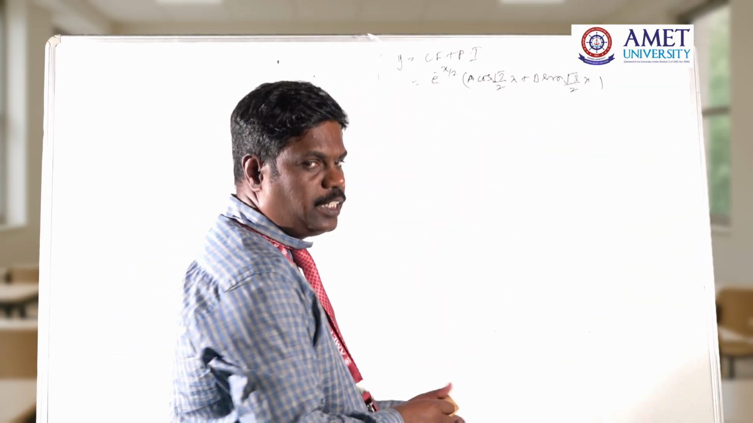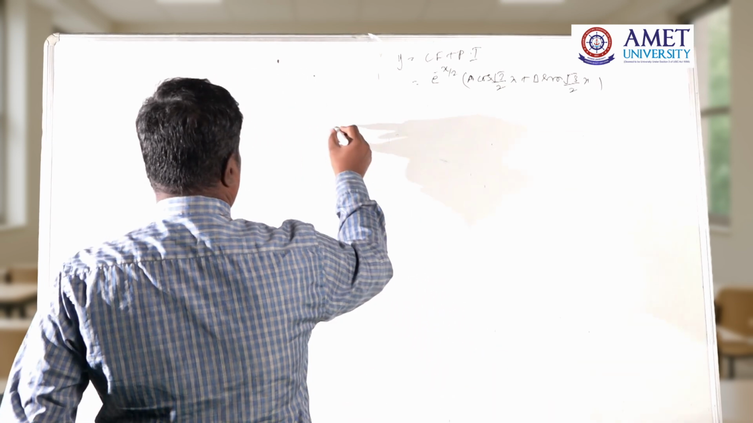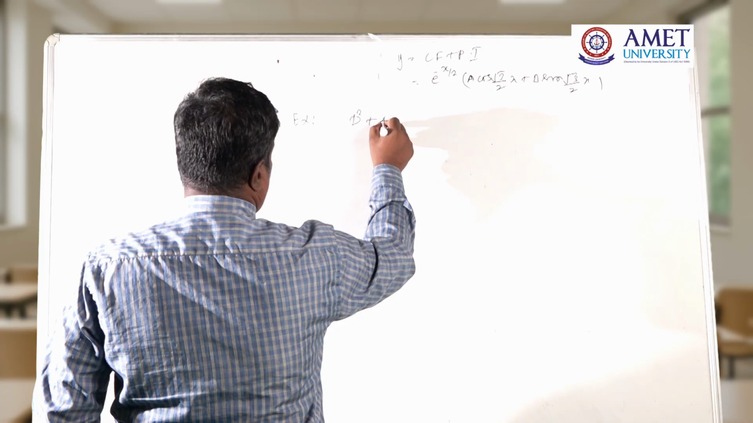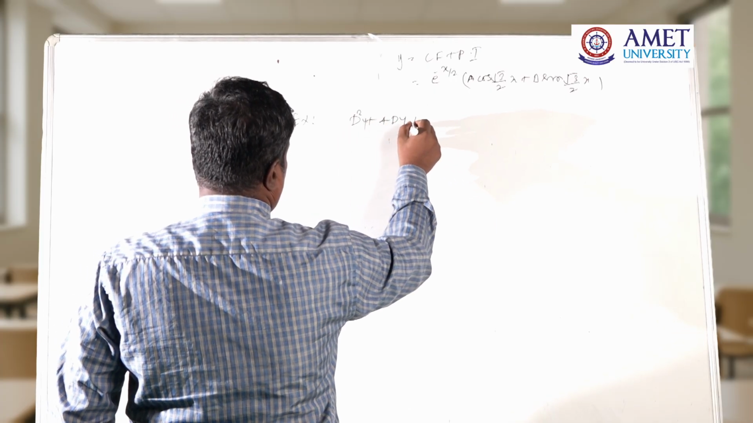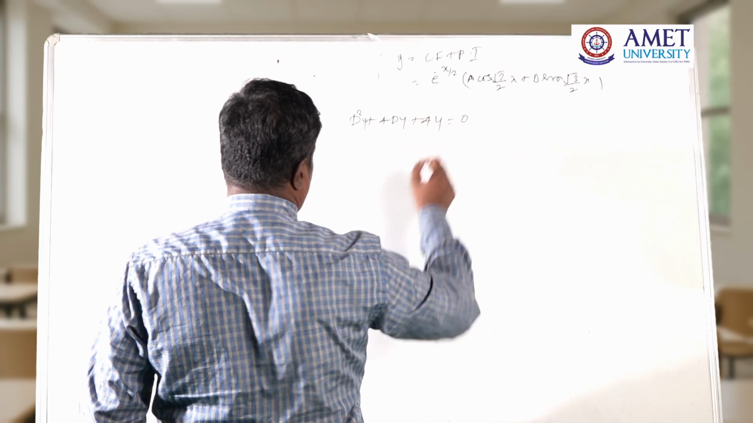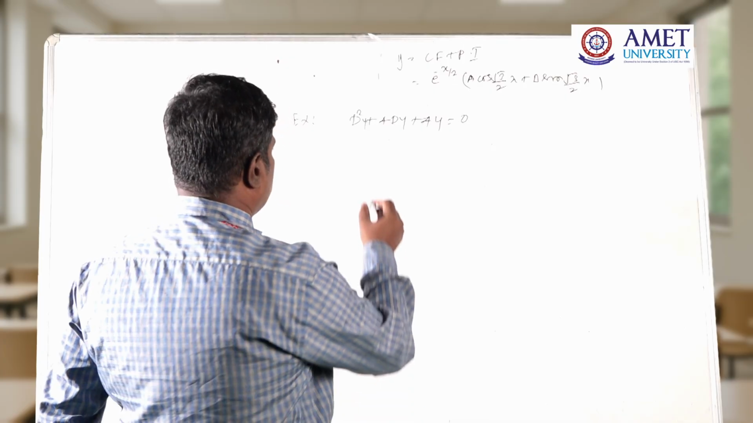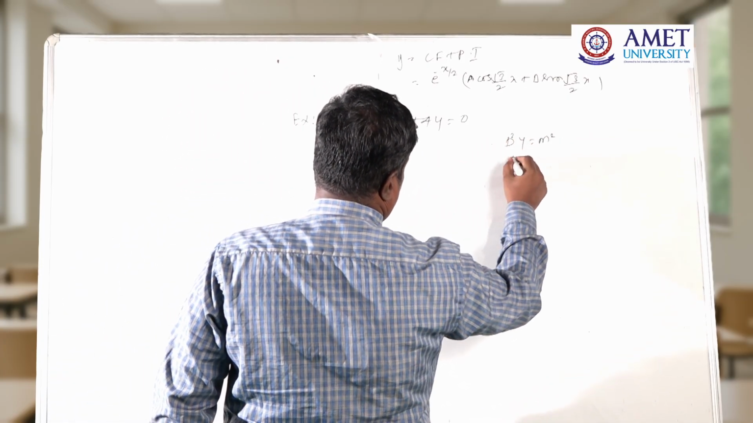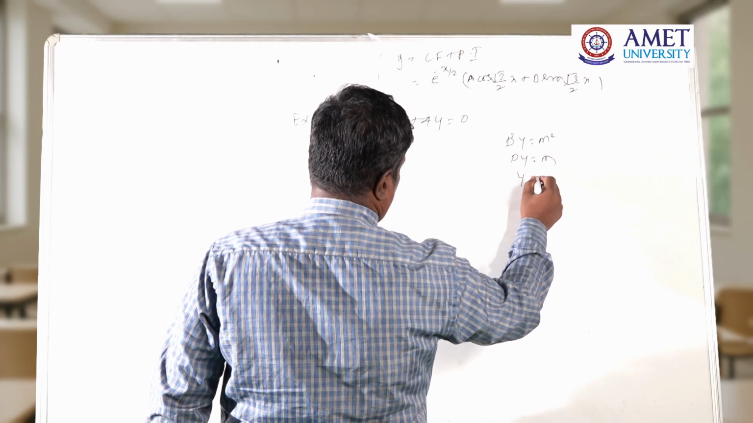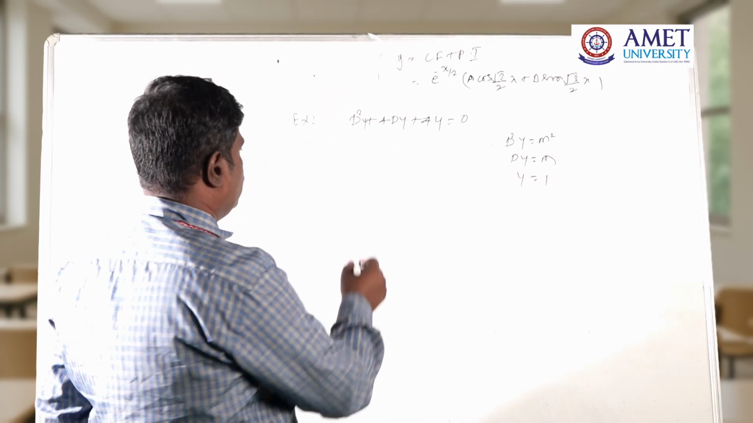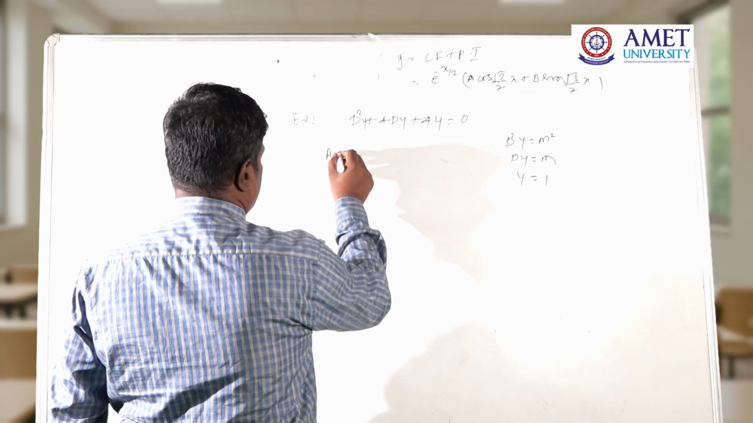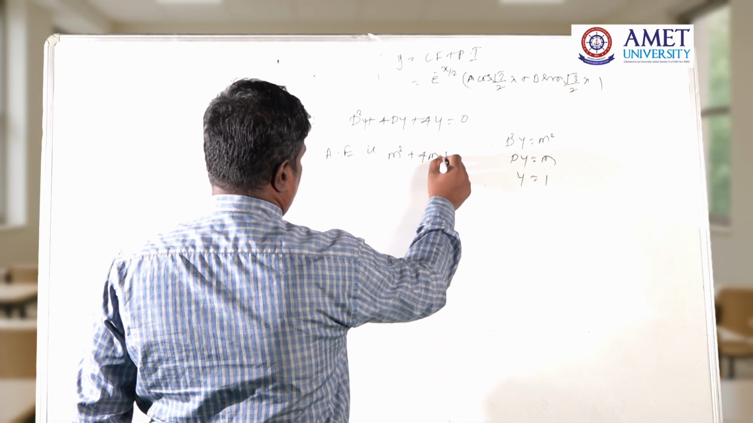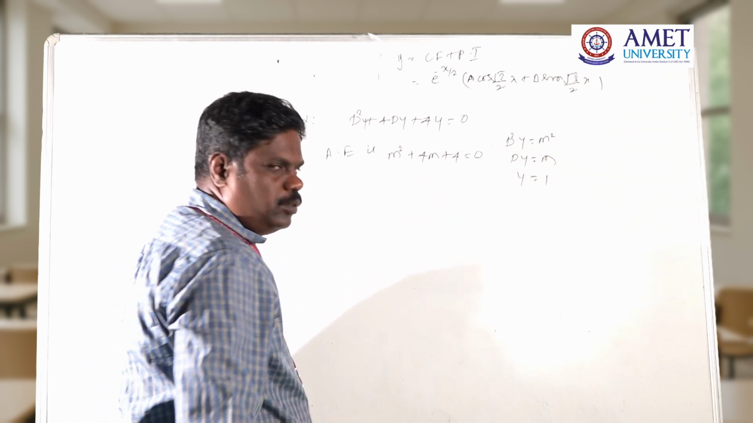So after a particular case, I will write the general case. Here the second example is d squared y plus 4dy plus 4y equal to 0. Now substitute d squared y equal to m squared, dy equal to m, y equal to 1. Then the auxiliary equation is m squared plus 4m plus 4 equal to 0.